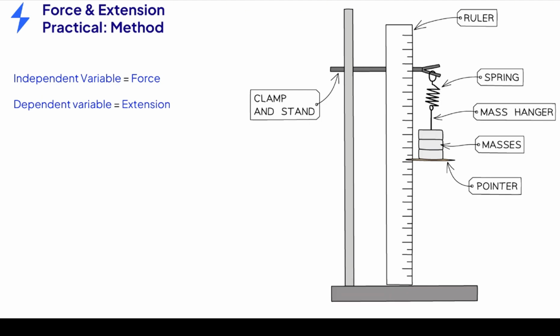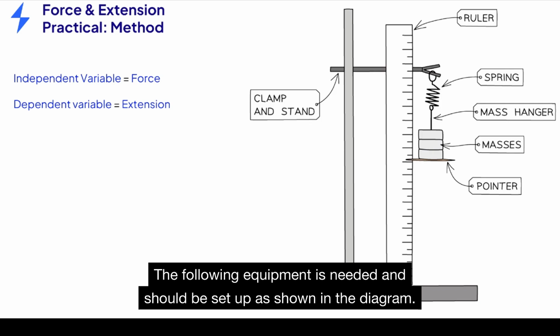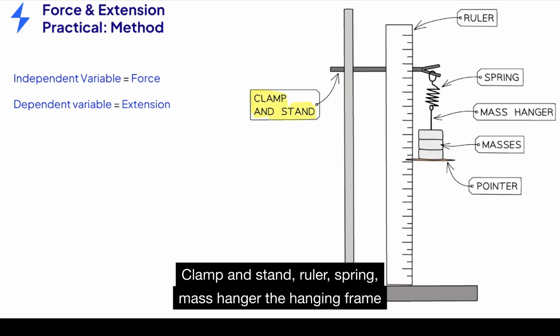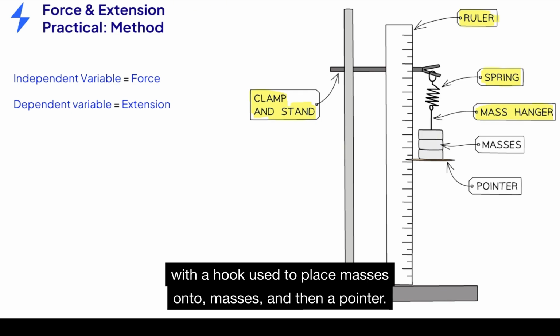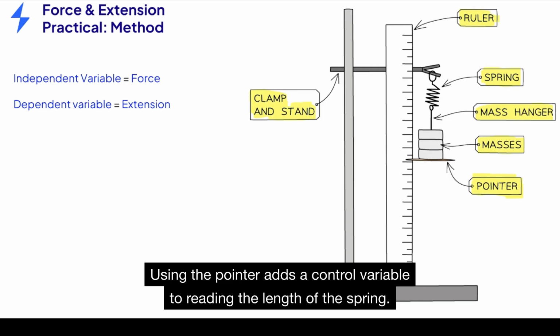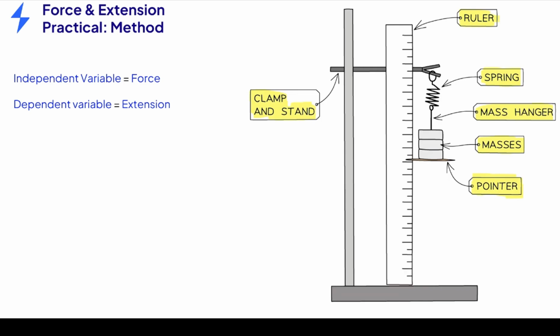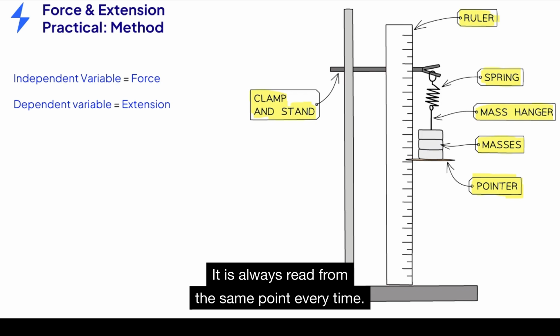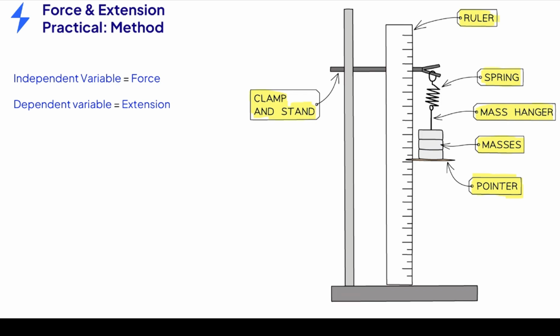The following equipment is needed and should be set up as shown in the diagram: clamp and stand, ruler, spring, mass hanger, the hanging frame with a hook used to place masses onto, masses, and then a pointer. Using the pointer adds a control variable to reading the length of the spring. It is always read from the same point every time.